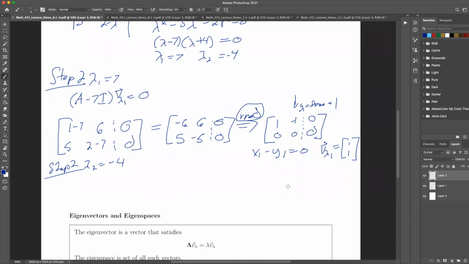I'll write out the first step if you haven't done that yet. So here would be minus 4, so minus of 4 would be plus 4. 6, 5, 2, minus of 4, or minus a negative 4, would be plus 4. And then you just have this system of equations.